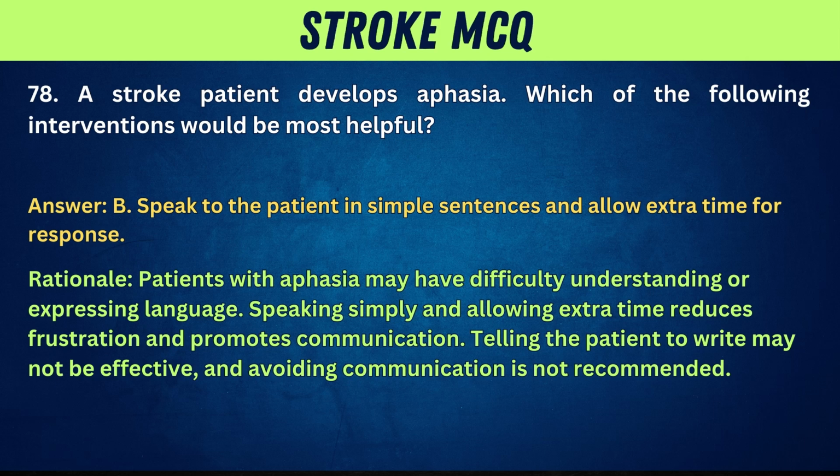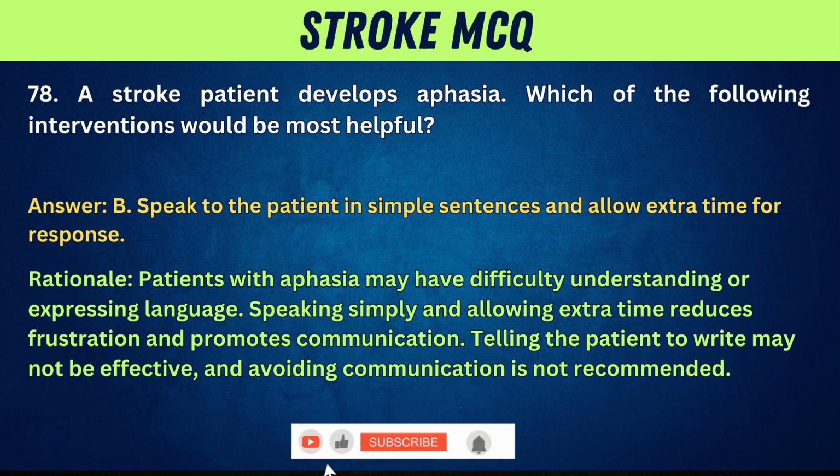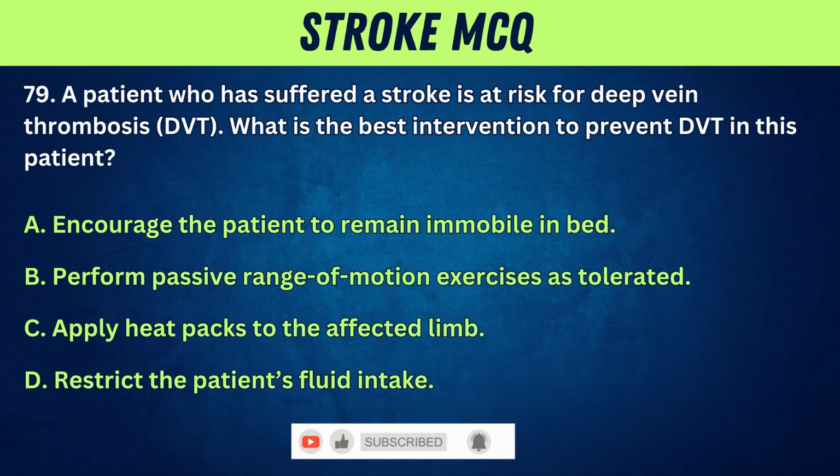Answer. B. Speak to the patient in simple sentences and allow extra time for response. Rationale. Patients with aphasia may have difficulty understanding or expressing language. Speaking simply and allowing extra time reduces frustration and promotes communication. Telling the patient to write may not be effective, and avoiding communication is not recommended.